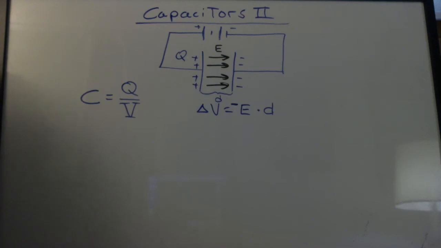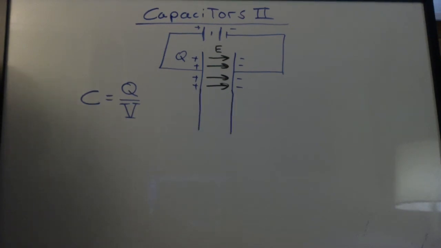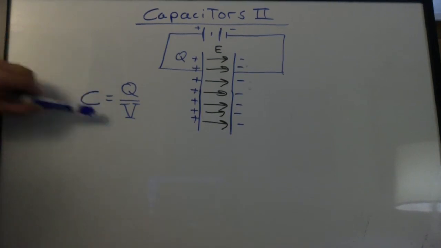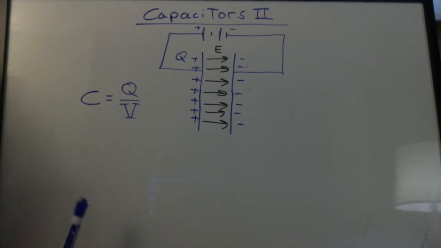How about make the plates larger? The charges would be able to spread out. That would make more room for more charges to flow in. This would increase Q, but the voltage would stay the same because that's limited by the battery.